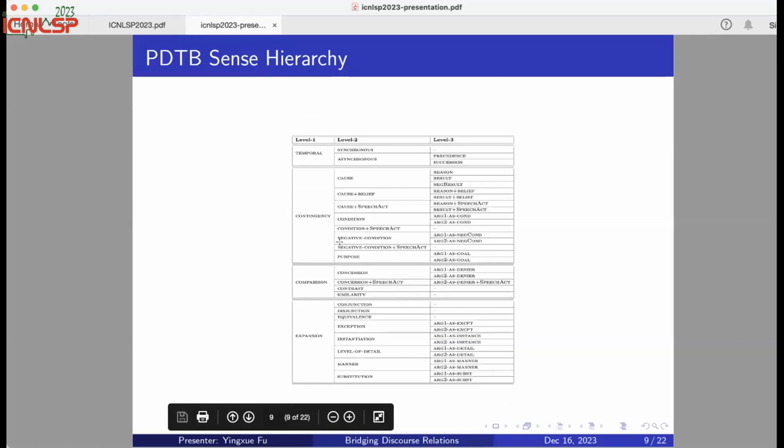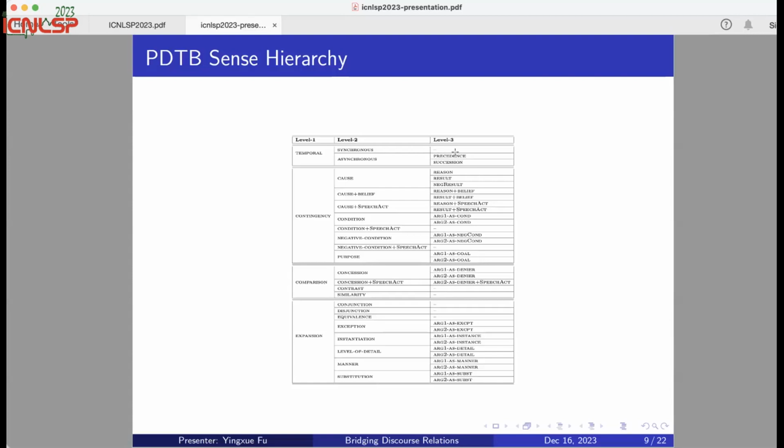And for PDTB, we can see that a sense hierarchy is used. In level 1, there are 4 relations. These are general relations, for example, temporal relations, contingency relations, comparison relations, or expansion relations. Under each of those 4, there are some fine-grained relations. For example, under temporal, there are synchronous relations and asynchronous relations. These level 2 labels are generally more informative and could be more useful in real applications.